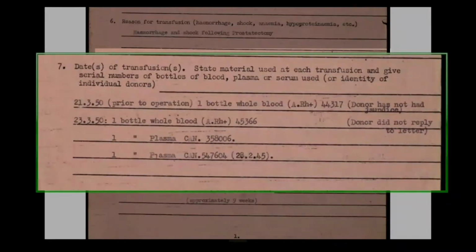We then see at point 7 the date of the transfusion, and we can see that on this form there is a record of the number for the bottle of whole blood and batch numbers for the plasma. And again, sir, you'll notice that against the plasma it says CAN, which is something else again in relation to Canada that we've noted and will explore.